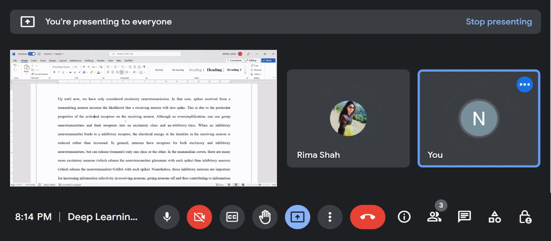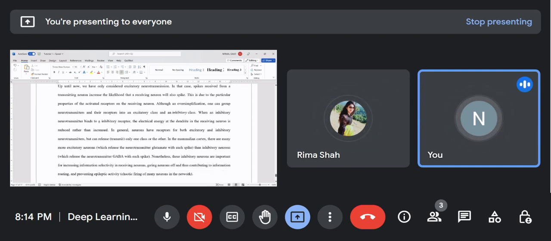Okay, this is my belief, and you are also performing the task according to which this activity is going on. Although an oversimplification, one can group neurotransmitters and the receptors into an excitatory class and an inhibitory class. There could be two classes: the ones which are transmitting and the ones which are accepting.